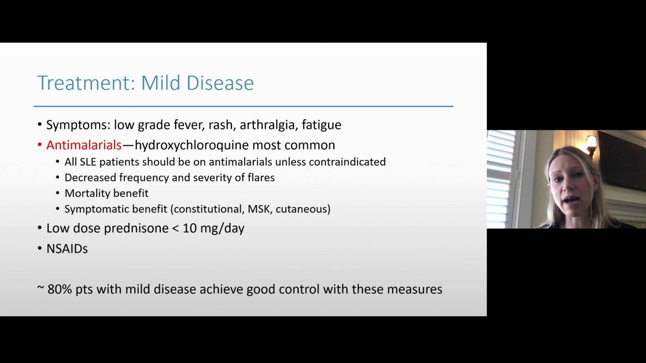And then in terms of treatment for mild disease, so this is things like symptoms of low-grade fevers, rash, arthralgias, and fatigue. The key is antimalarials, and these are key for all patients with lupus. Hydroxychloroquine is the most common, and all patients should be on antimalarials unless contraindicated. They have been shown in randomized trials to decrease the frequency and severity of flares of lupus. There is potentially a mortality benefit, and there's symptomatic benefit with constitutional, musculoskeletal, and cutaneous manifestations, in particular being controlled with antimalarials. Low-dose prednisone is also a consideration, less than 10 milligrams a day, with tapering as fast as possible, and NSAIDs. And about 80% of patients with mild disease achieve good control with these measures.